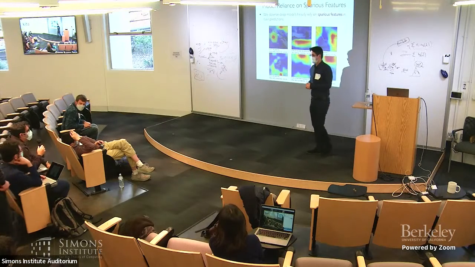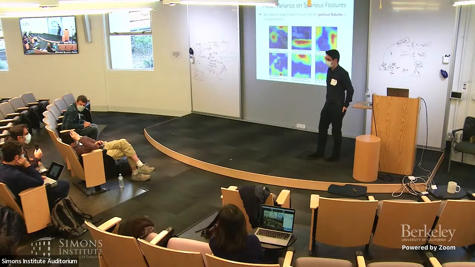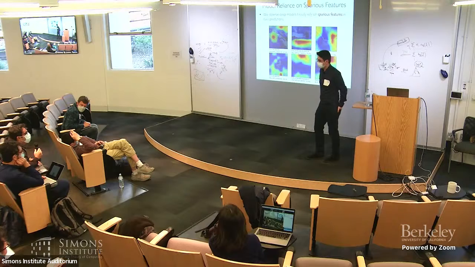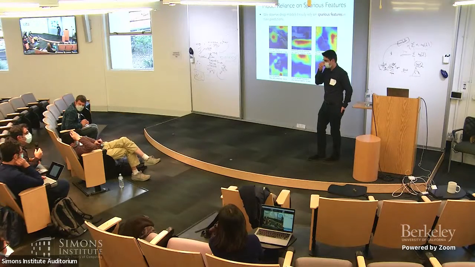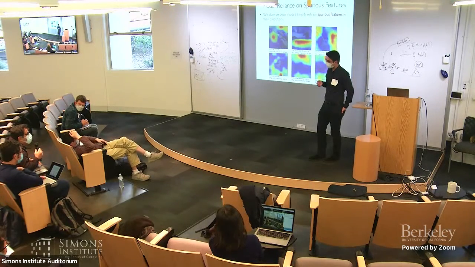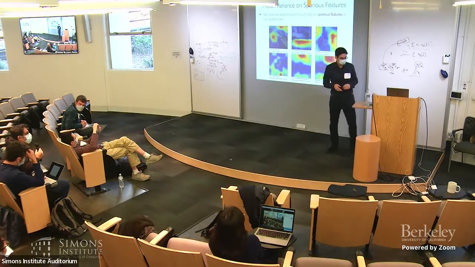So I have two questions. One, did you look at any of the results on out of distribution data? How would it change the performance of the models if you train without learning the spurious features? And the second question is how much of this is translatable to NLP? Because you mentioned that transformers are actually really good.